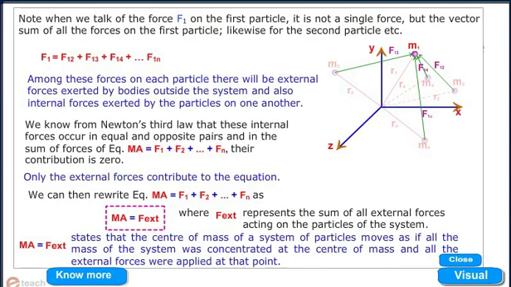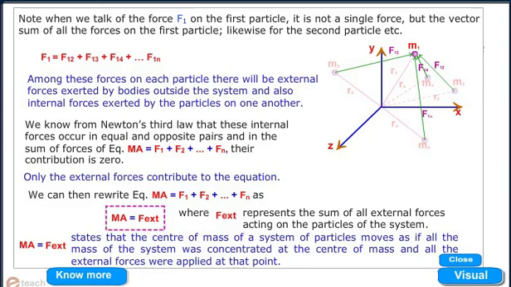Note, when we talk of force F1 on the first particle, it is not a single force, but the vector sum of all forces on the first particle, likewise for the second particle, etc. F1 equals F12 plus F13 plus F14 and so on up till F1n. Among these forces on each particle, there will be an external force exerted by a body outside the system and also internal forces exerted by particles on one another. We know from Newton's third law that these internal forces occur in equal and opposite pairs, and in the sum of forces of the equation Ma equals F1 plus F2 and so on up till Fn, their contribution is zero. Only the external force contributes to the equation.